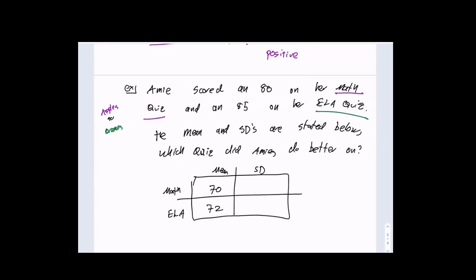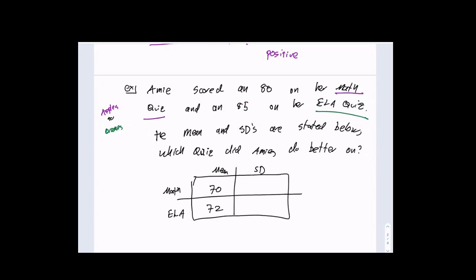They had a lower average score. Now, does that mean that Amy did better on the math exam? No. We don't know yet. That does not necessarily mean that. Now, if Amy got an 85 on both exams, then which exam would she have done better on? The average for the math was a 70, and the average for ELA was a 72. What would she have done better on? Math. Math, okay.